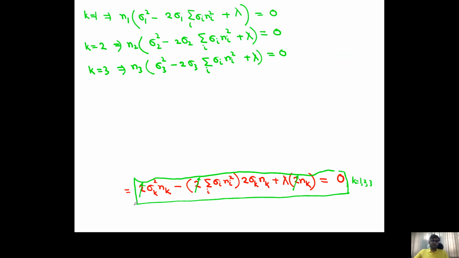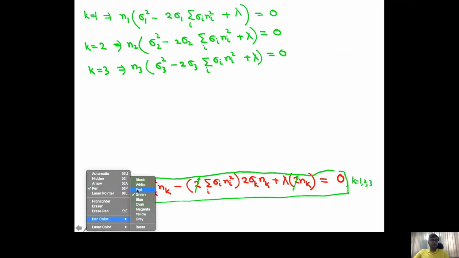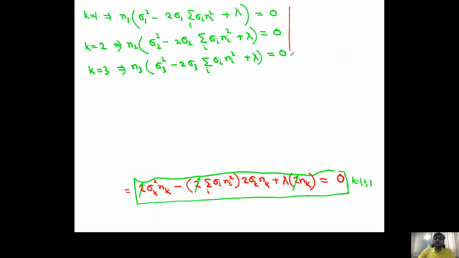So these are my three equations, and the goal is to solve these three to compute n1, n2, n3. So that is the goal. Don't lose focus of the goal. Always remember what the goal is.